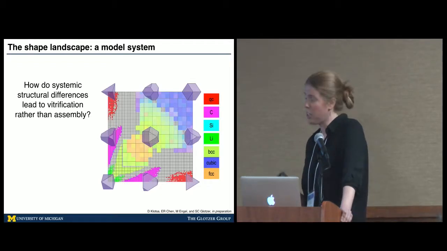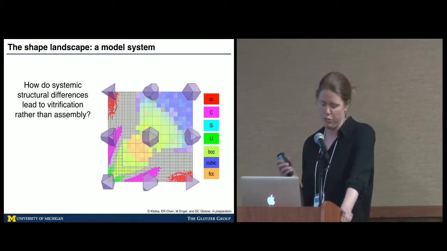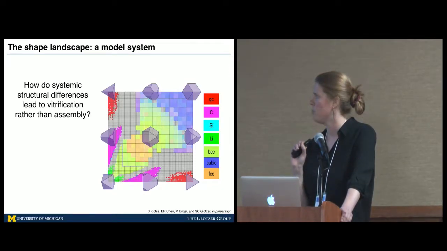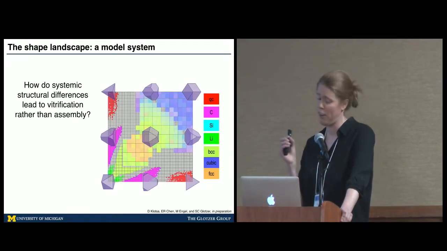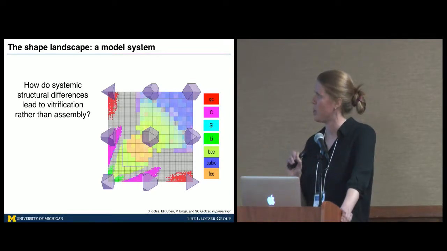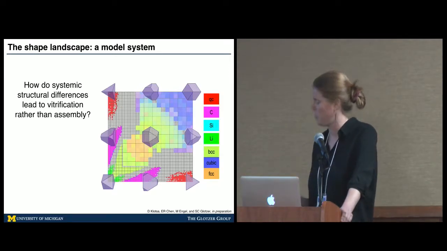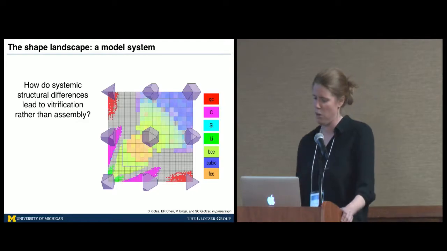So this is kind of an ideal vehicle through which we can ask the question of how system structural differences that are perhaps mediated by or affected by small changes to particle shape might lead to vitrification or glass formation rather than assembly. So that's the question that we want to answer in this model system.